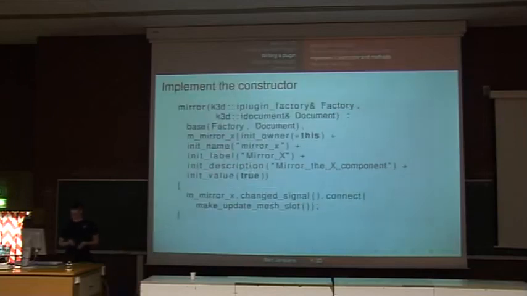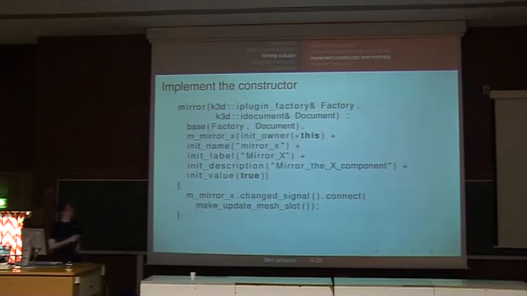Next, we have to implement the constructor for our class, which always takes two arguments, one for the factory to create the plugin and one for the document it will be part of. We simply pass those on to our base class. Next, we have to initialize our three properties. Again, I'm only showing one of them.